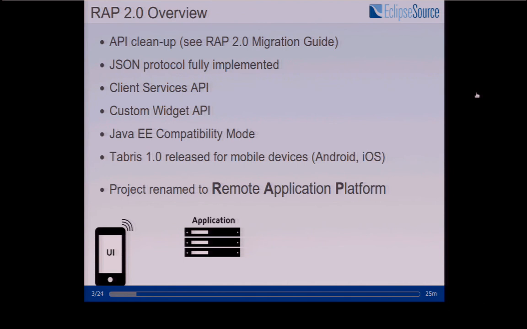And we released our commercial client Tabris for Android and for iOS. That's using the protocol, and that allows you to run your application on a small mobile device. And to make this change visible, we renamed our project from Rich Ajax Platform to Remote Application Platform, because remote applications are now our main goal.